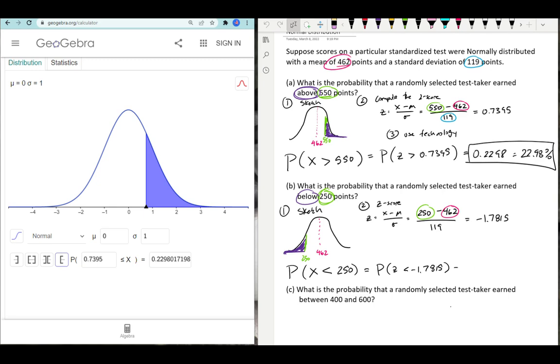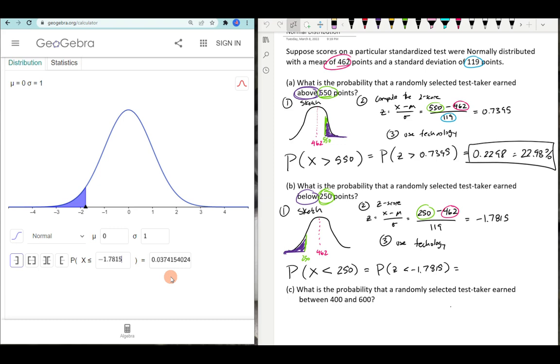To find this, I'm going to use technology to do my final computation. I'm going to go over to my probability calculator. I see that I want area to the left, so I'm going to make sure I select area to the left, confirm that I've got normal, and that I'm using standard normal so I can plug in my z-score. That means the mean is 0 and the standard deviation is 1. I'm going to go over to my box inside the P and type in the z-score that I have found, negative 1.7815, and there we go.